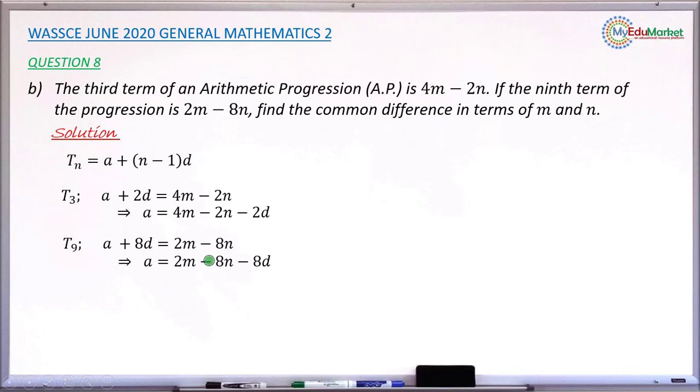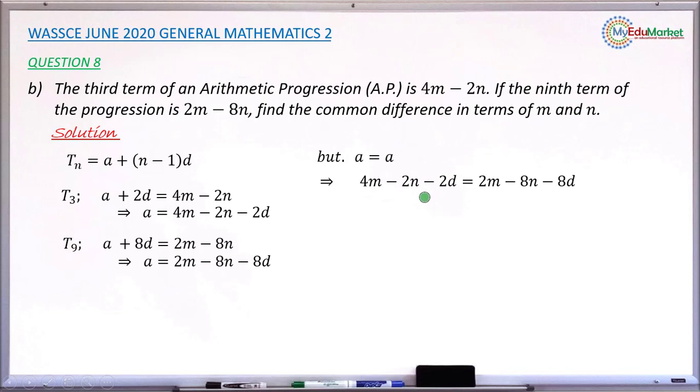So I have two expressions for the first term of the same AP, two different expressions. And this A, the very first term of the AP, is always the same A. Therefore, I can now equate this expression for the first term of the AP in these two different situations. I can now equate the two. So I take 4m minus 2n minus 2d equals 2m minus 8n minus 8d. So I am having another new equation in terms of m, n, and d. The question asks you to find the expression for the common difference in terms of m and n.